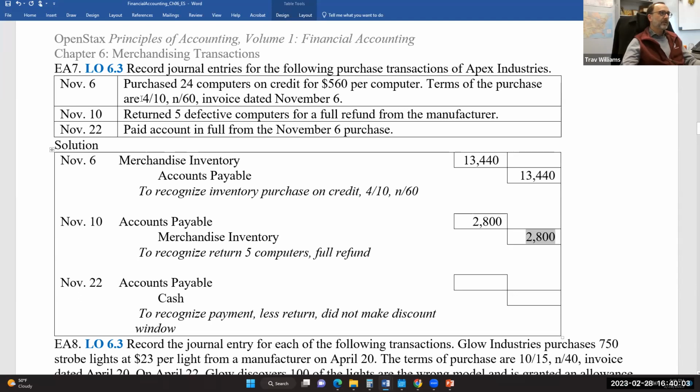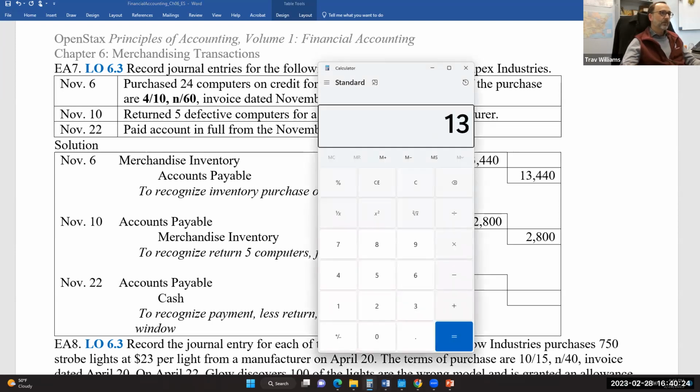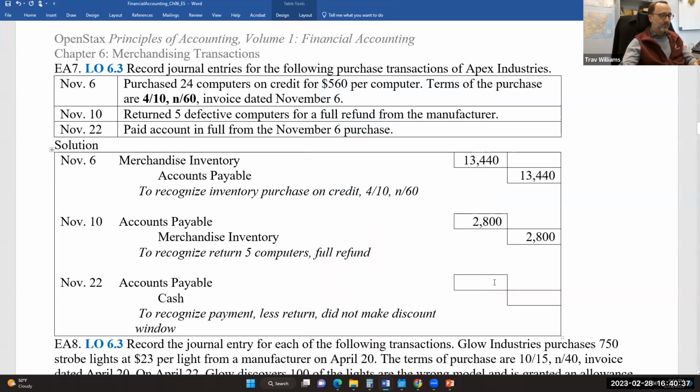So let's look at the payment terms. It was $410 net 60. So we would get a 4% discount if we pay within 10 days. That gives us until the 16th. We didn't pay until the 22nd, no discount, right? So we have to pay the full amount. What is that full amount? Well, we originally owed $13,440 minus the $2,800 from the return. Our remaining amount that we owe is $10,640. So that is what we pay.